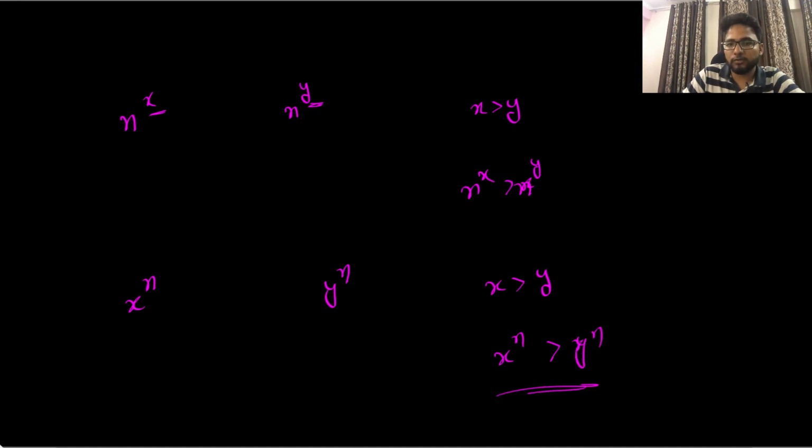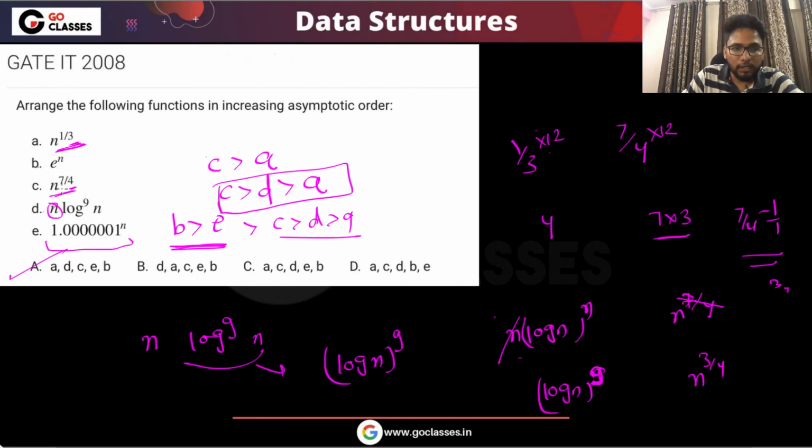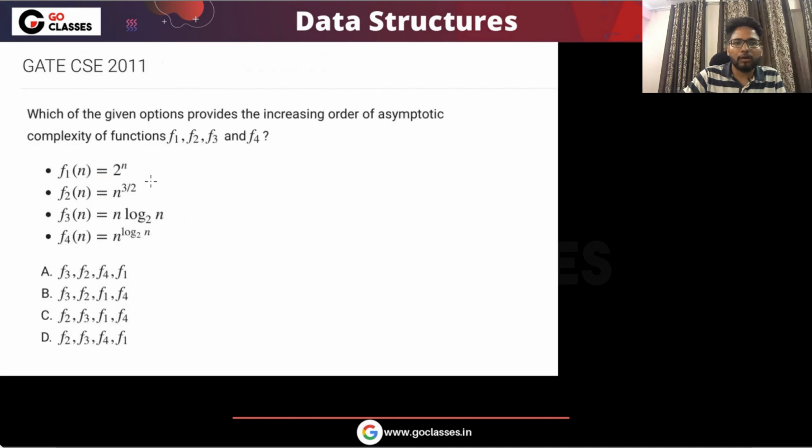Okay. So here you can say that if e is greater than this, then e power n is also greater than this. See, these are basically values greater than one, right? So it will also increase. Like these are the increasing functions. So for the increasing functions, you can apply these things. Now let's solve this question.